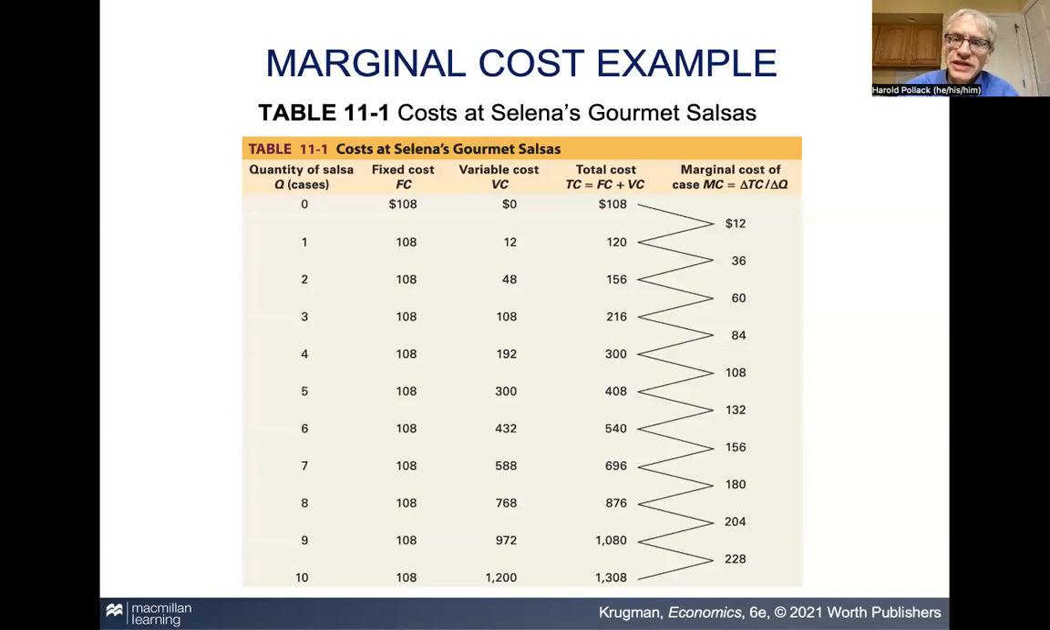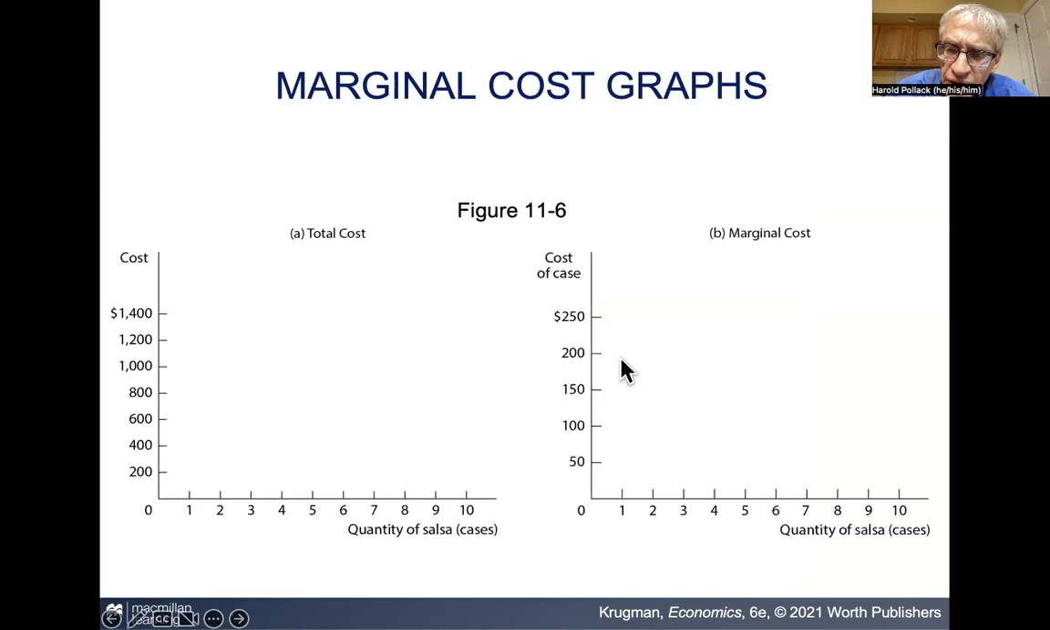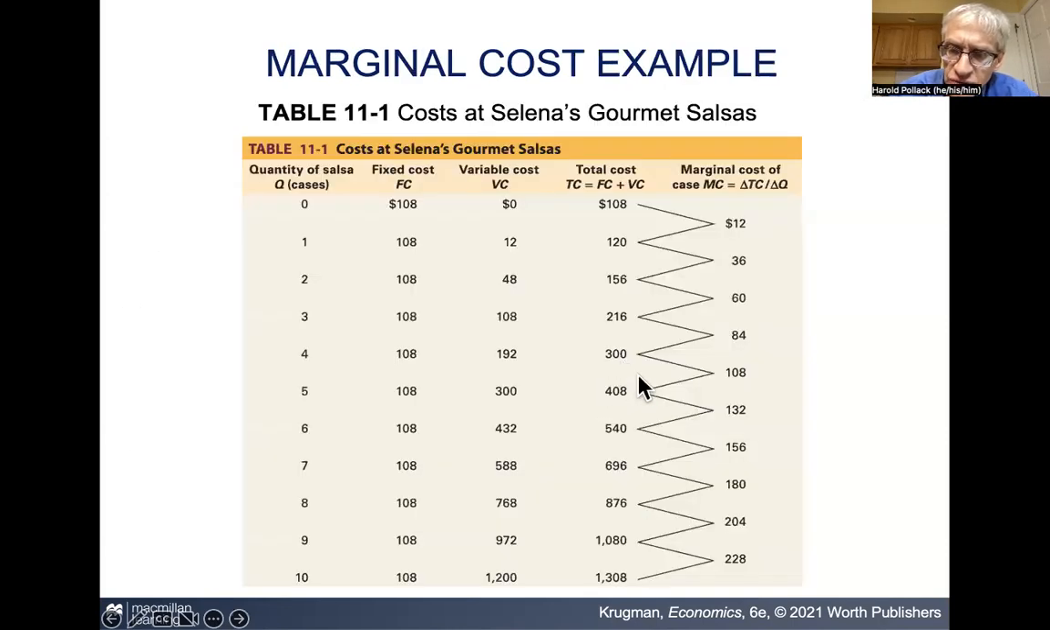So here we have just Selena's gourmet salsa, and you can see here's how the marginal costs are calculated. If you're struggling a little bit with marginal cost, just go through and see how this is calculated. 300 minus 216 is 84. 408 minus 300 is 108, and so on. And note the fixed cost is always 108.